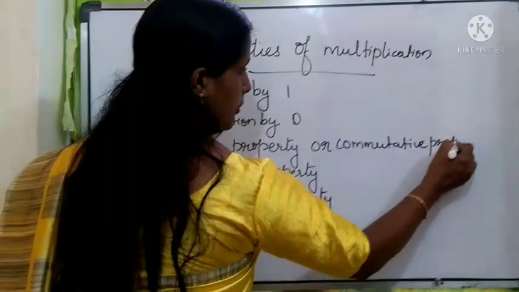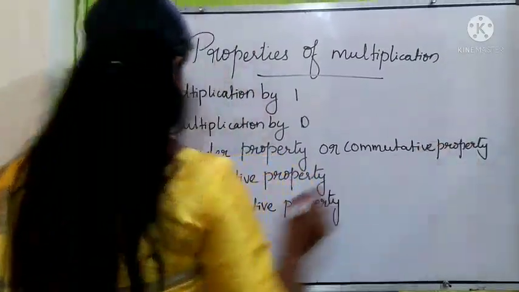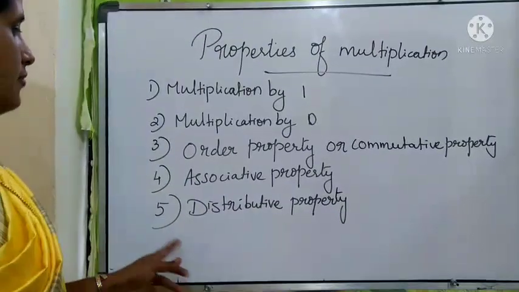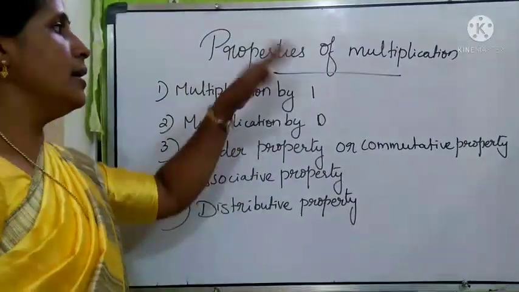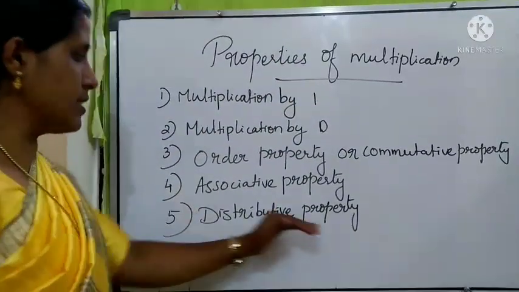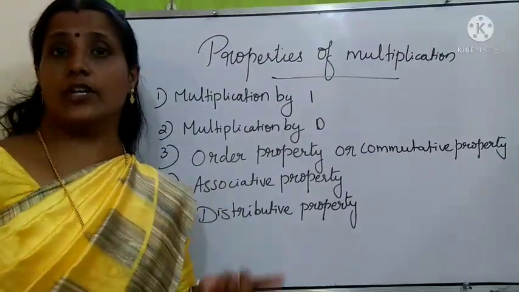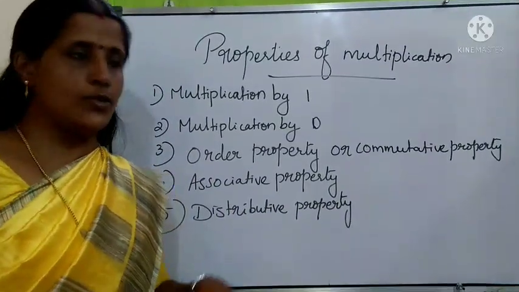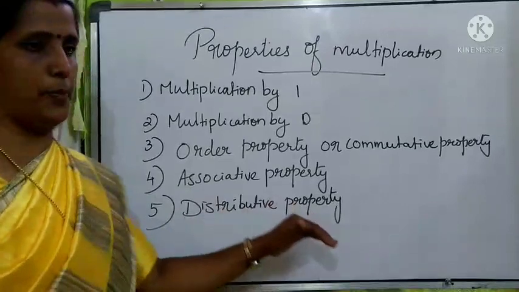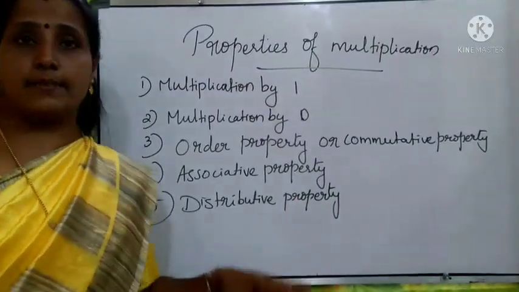Commutative property. And the fourth one is the associative property, and the fifth one is the distributive property. These are the properties of multiplication. But the last one, the distributive property, you have to learn in higher classes. No need for now. Understand? So don't bother about the last property. The other properties we will explain here.